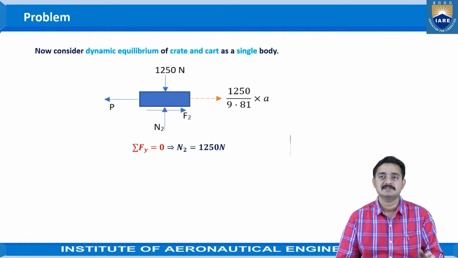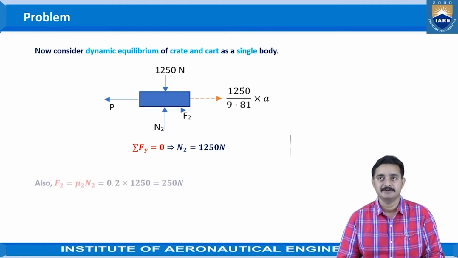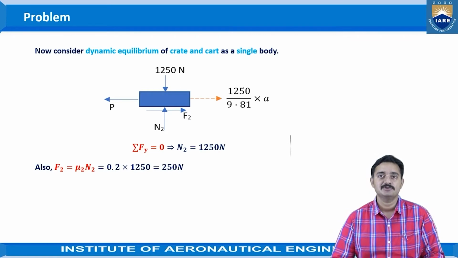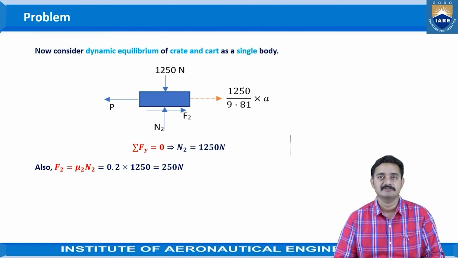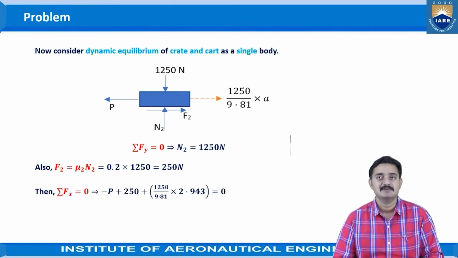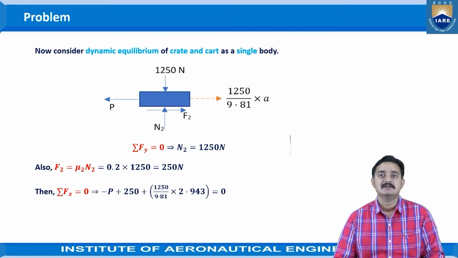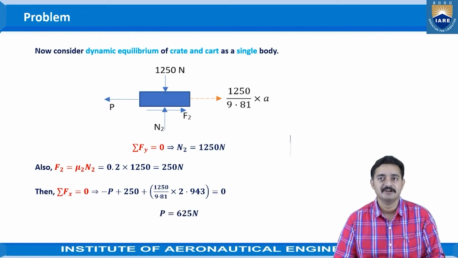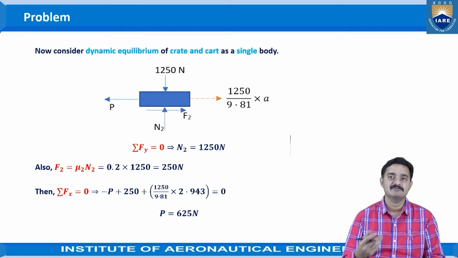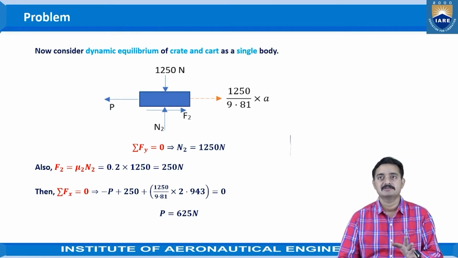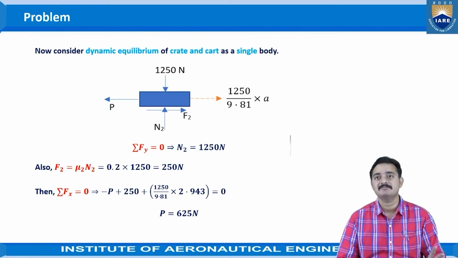When we apply the conditions of equilibrium for this free body, sigma Fy equal to 0 gives N2 equal to 1250 newtons, and F2 is equal to mu2 N2, where the coefficient of friction is F by N. From this we obtain F2 as 250 newtons. Then sigma Fx equal to 0, the summation of all the horizontal forces in the system, gives the value of P as 625 newtons. So 625 newtons is the maximum allowable force required for the crate not to slip when moving.